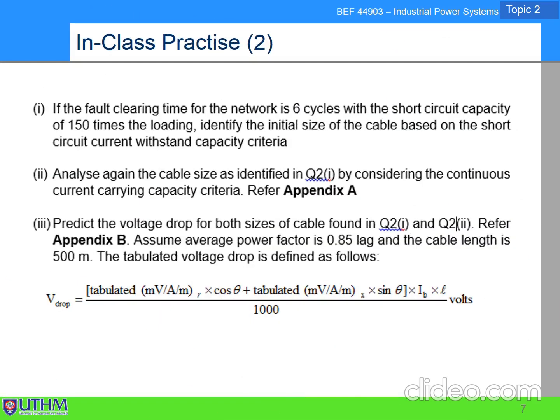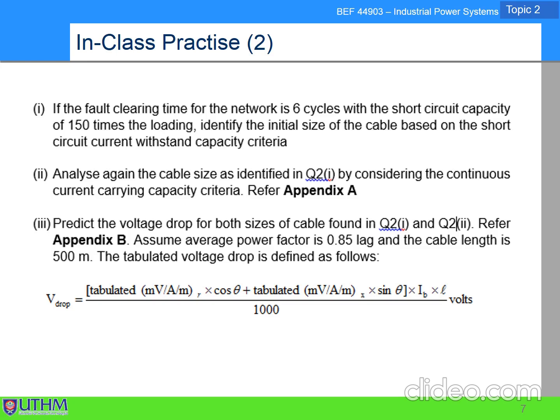Okay, these are the questions. There are 3 questions here. Number 1 is, if the fault clearing time for the network is 6 cycles with the short circuit capacity of 150 times the loading, identify the initial size of the cable based on the short circuit current withstand capacity criteria.